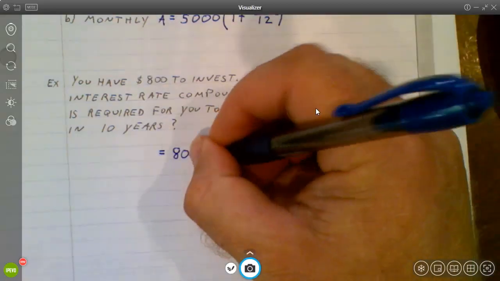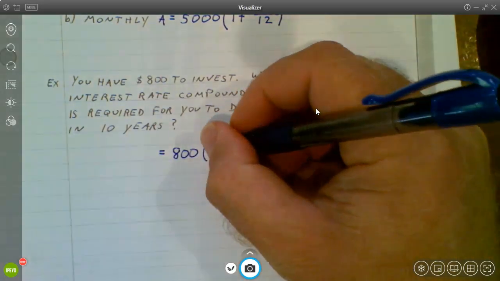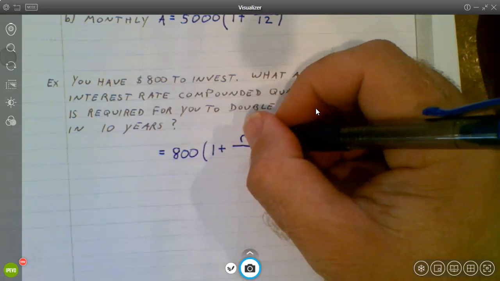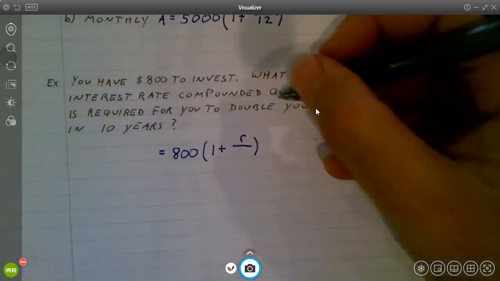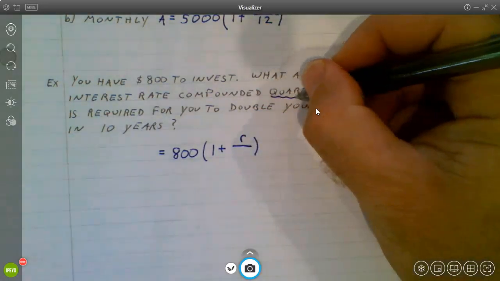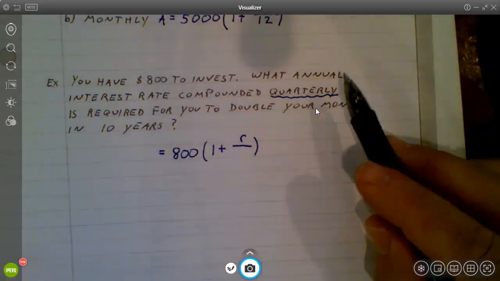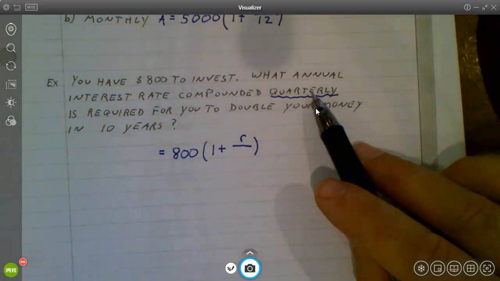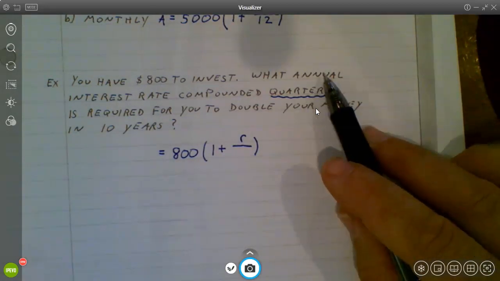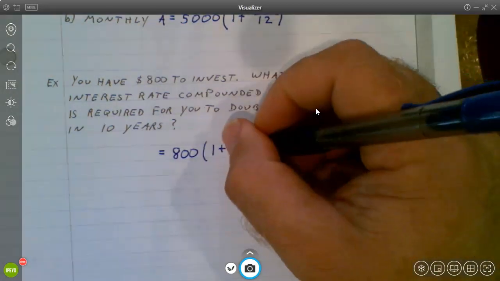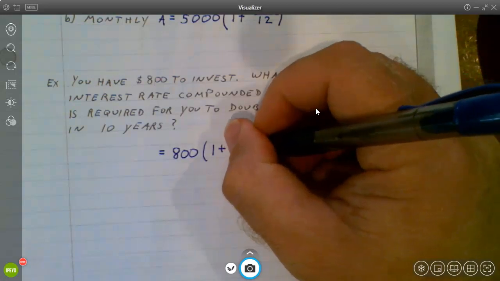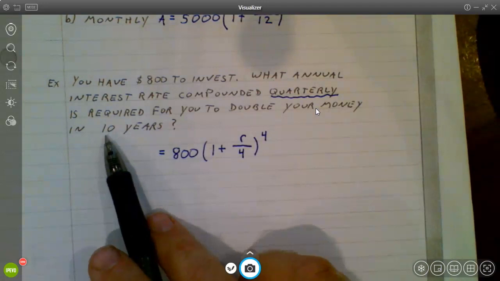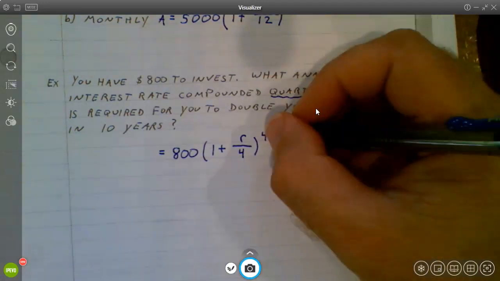So they are saying we're not going to tell you what your interest rate is. That's what we want you to figure out. This is being compounded quarterly, so how many times would that happen per year? Because this is an annual interest rate. So how many compounding periods per year, right? Quarterly means this would happen 4 times a year. They did tell us it's going to be 10 years.